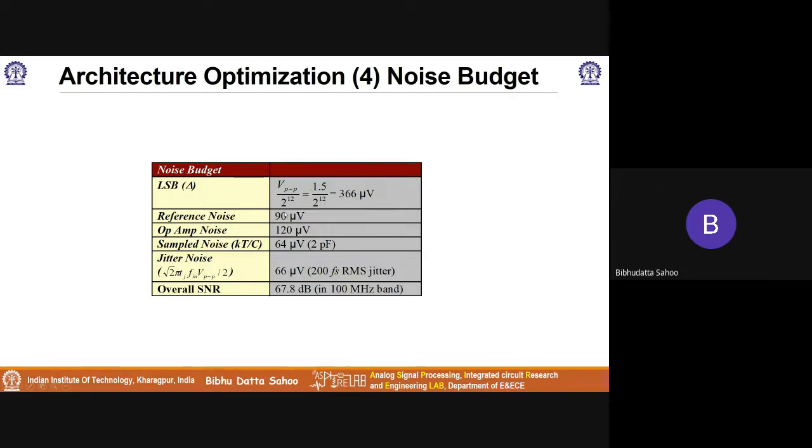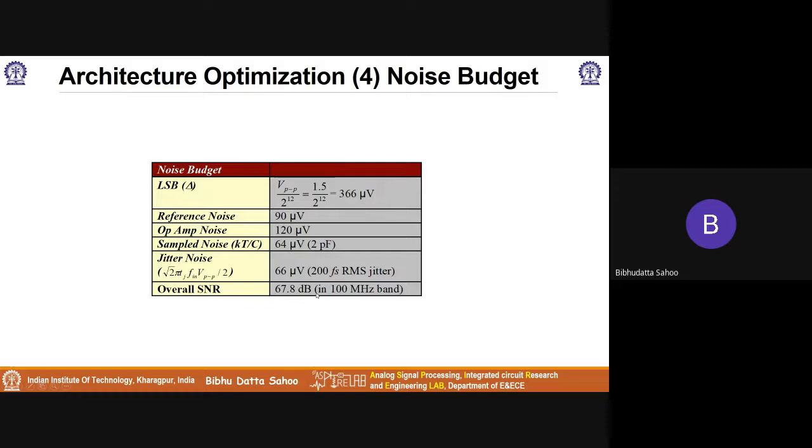Okay. Reference noise is 90 microvolts. Op-amp noise, this is some design I had done. Sample noise for a 2 picofarad sampling capacitance, differential, keep in mind, kT over C will become twice kT over C, it is 64 microvolts. Jitter noise is going to be 66 microvolts for 200 femtosecond of RMS jitter. And overall SNR that we achieve is 67.8 dB.